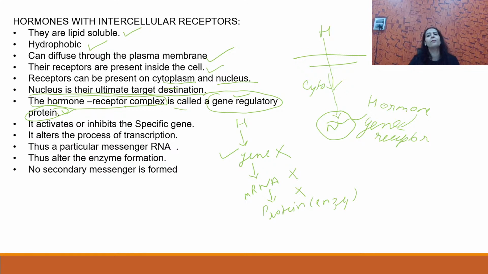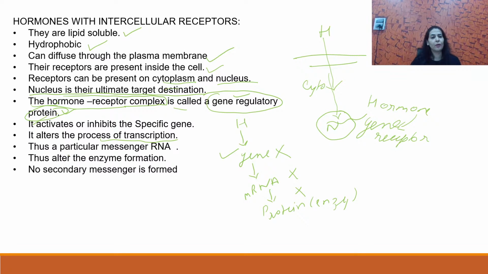So this hormone has come inside. This hormone has a receptor either in the cytoplasm or nucleus, but majorly in the nucleus, on the genes. So genes act as a receptor. The hormone binds to the gene. Either the gene activity will enhance or will inhibit, and in both cases the transcription will be altered. Either the transcription will take place or it will not take place. So it actually alters the transcription.